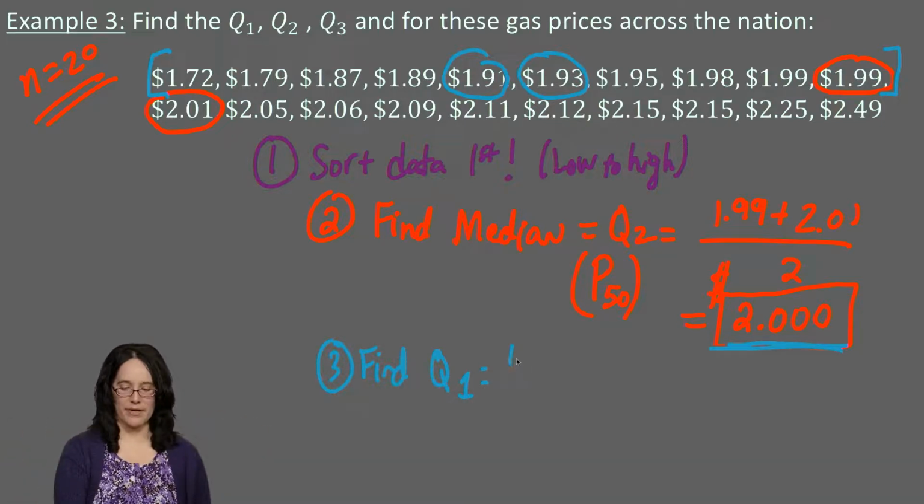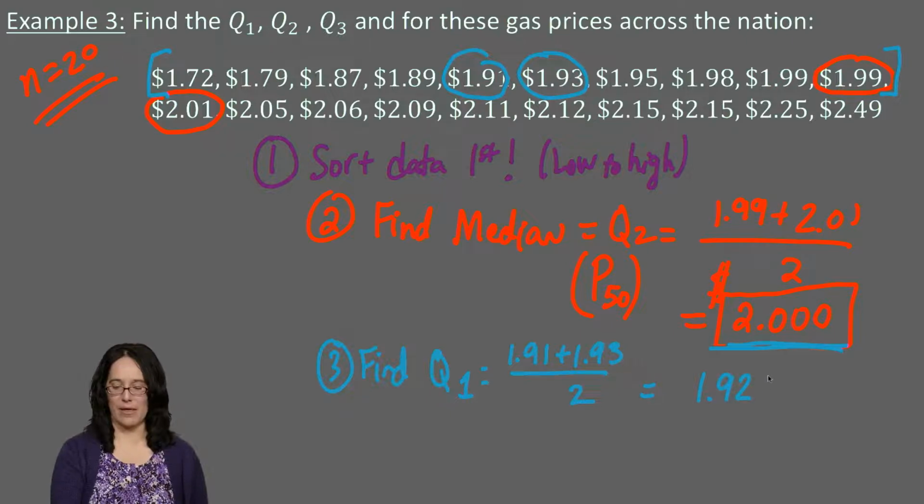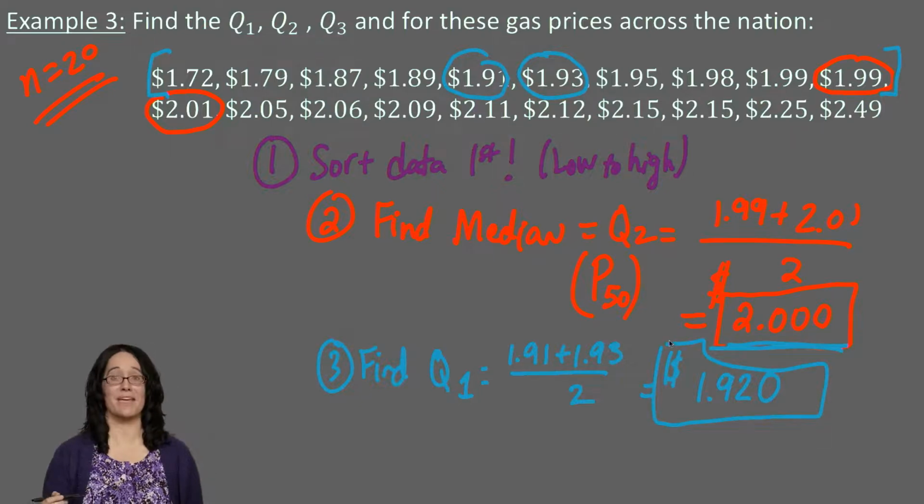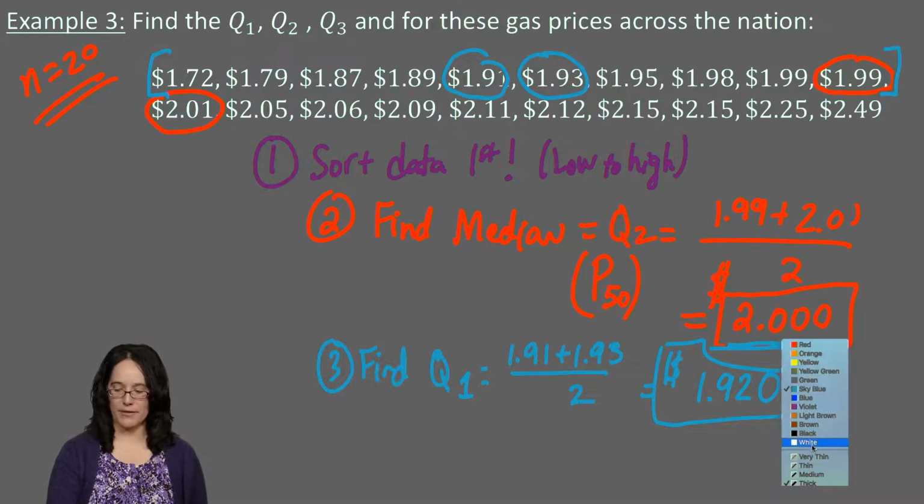So this would be $1.91 plus $1.93 divided by 2. That should be easy, right? $1.92, and then we tack on an extra 0 because we're trying to be consistent with our notation here: one more data place than we were given. So hopefully that's what you got as well. Let's see what you got for the 3rd one.